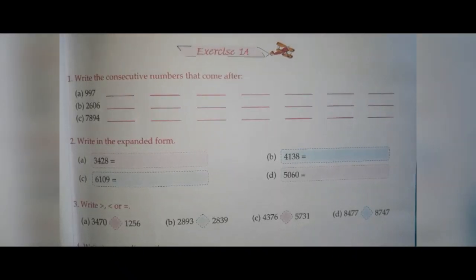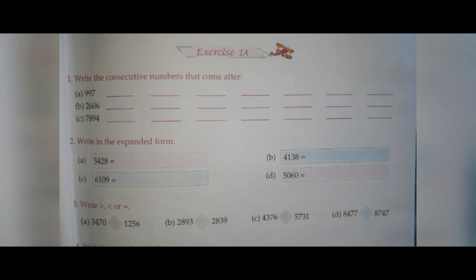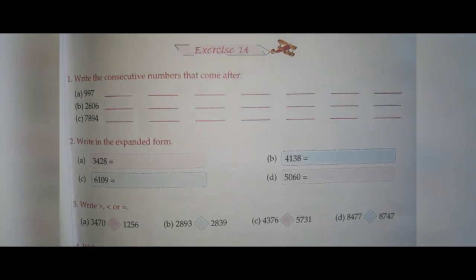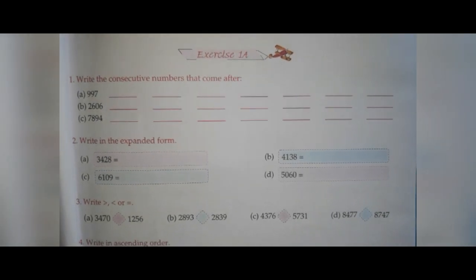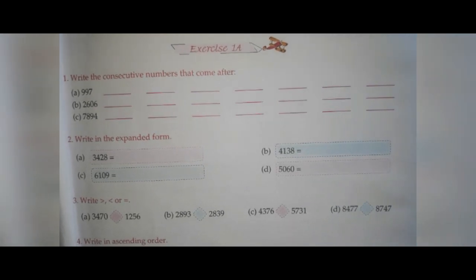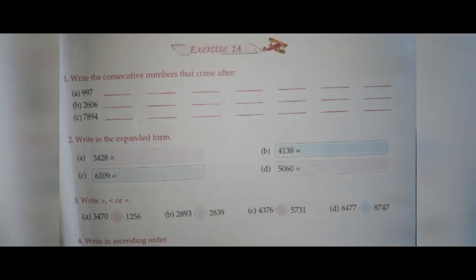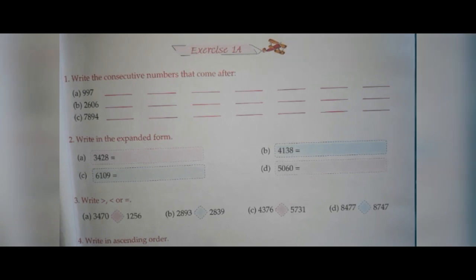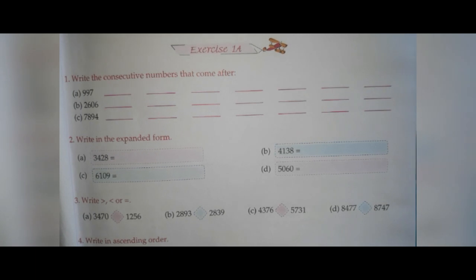Okay, so our first chapter is review. Review, as we all know, means we have to revise the things which we have learned in the previous class. We'll start with exercise 1A. The first question is: write the consecutive numbers that come after. Now what are consecutive numbers? I'll explain. Consecutive numbers are the numbers which come after the number given. Consecutive numbers are the next numbers.